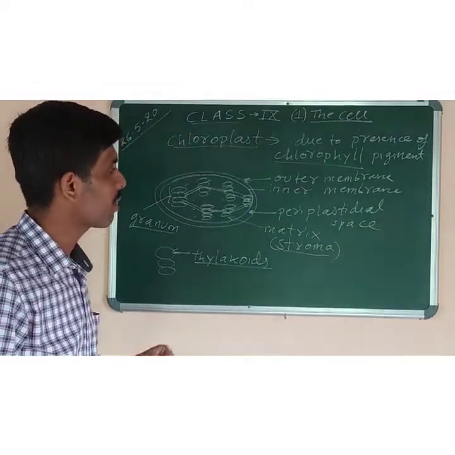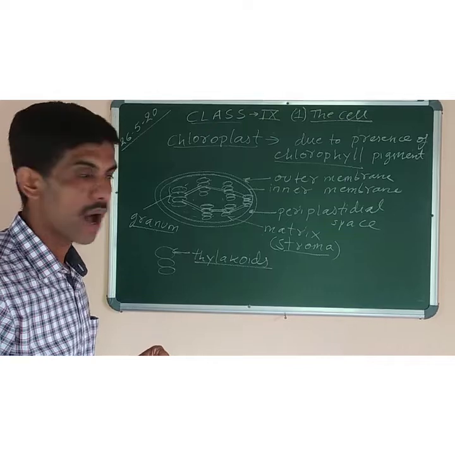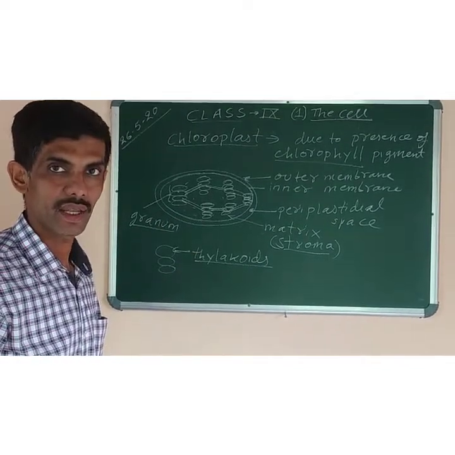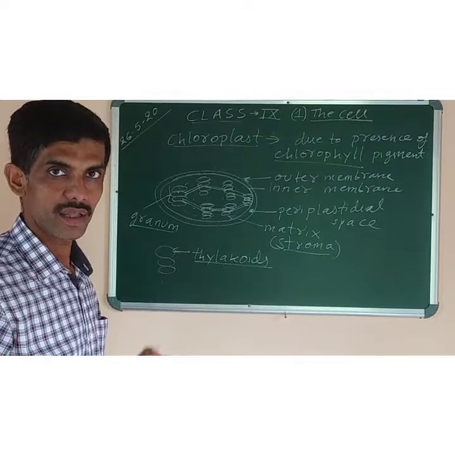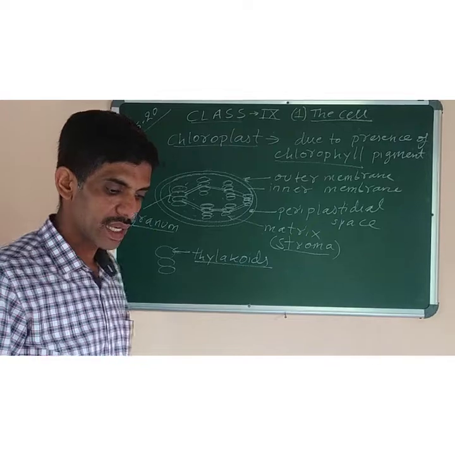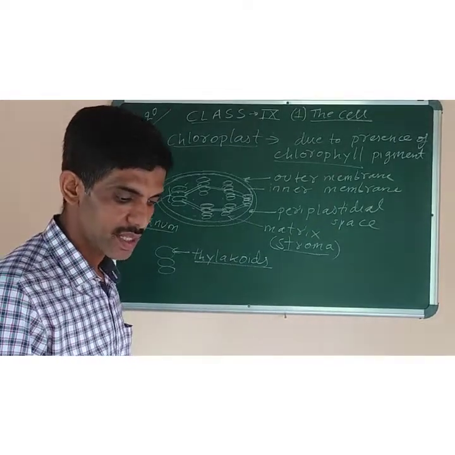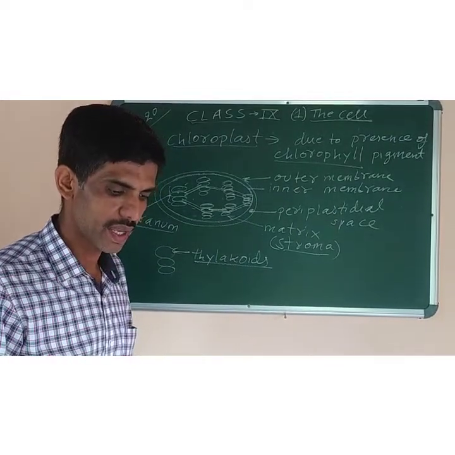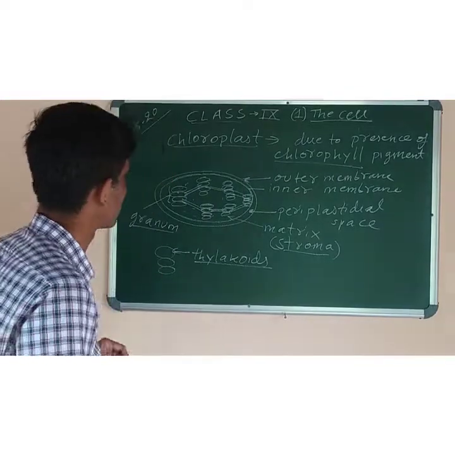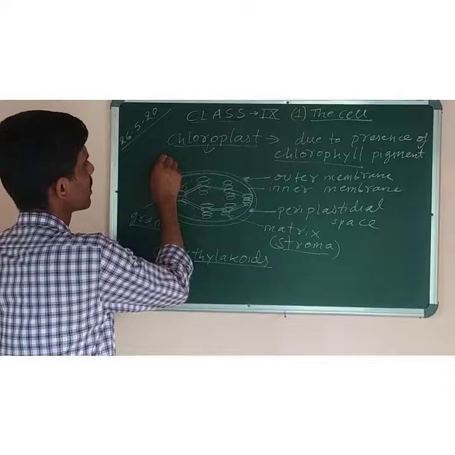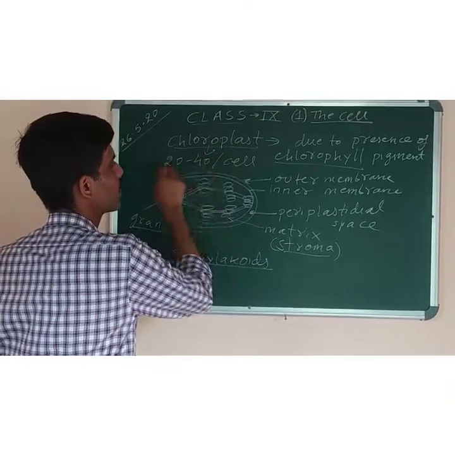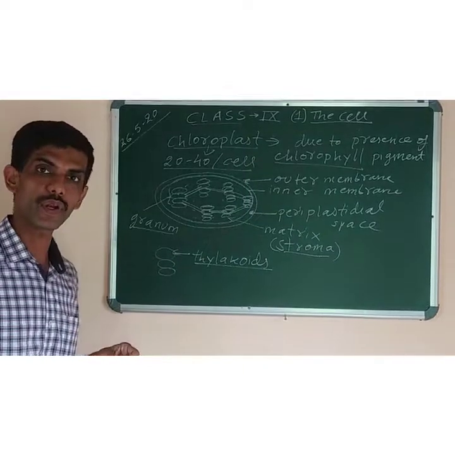Okay. Now the question is, how many chloroplasts are present in a cell? If you take one plant cell, the number of chloroplasts that may be present depends, but it contains near about 20 to 40 per cell. So the number of chloroplasts is 20 to 40 per cell, meaning one cell contains 20 to 40 chloroplasts.